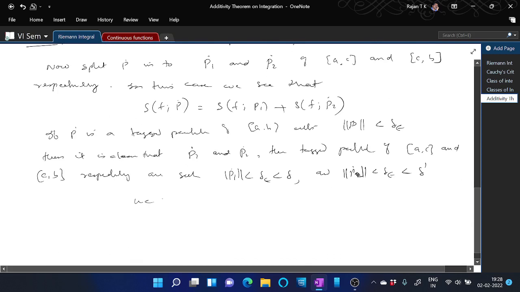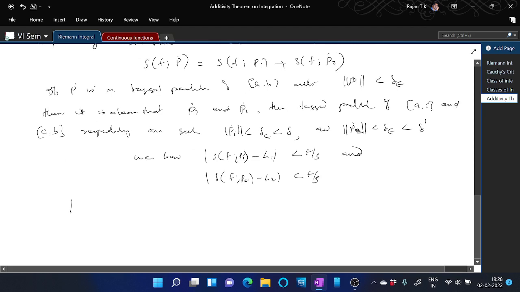We have modulus of S of P1 minus L1 is less than epsilon by 3 and modulus of S of P2 minus L2 is less than epsilon by 3.